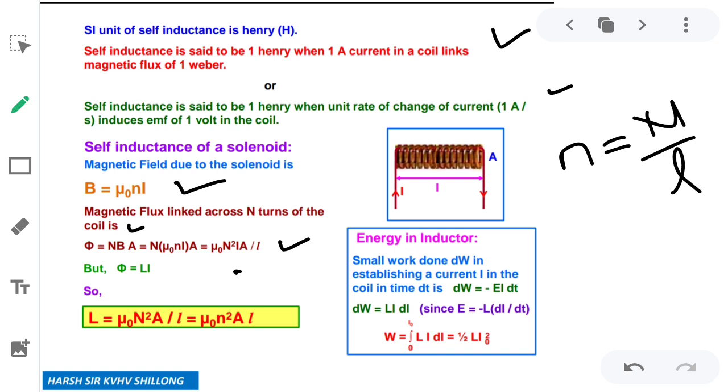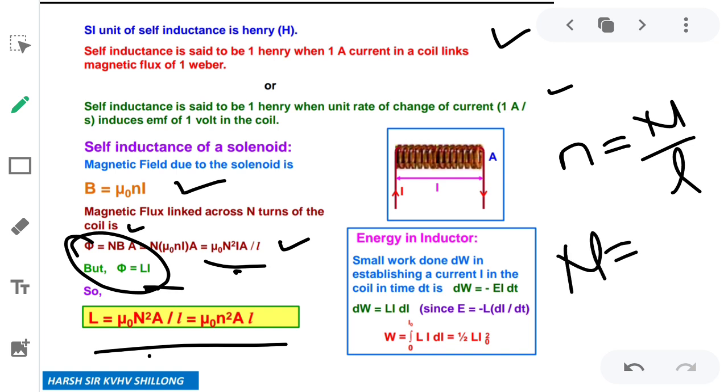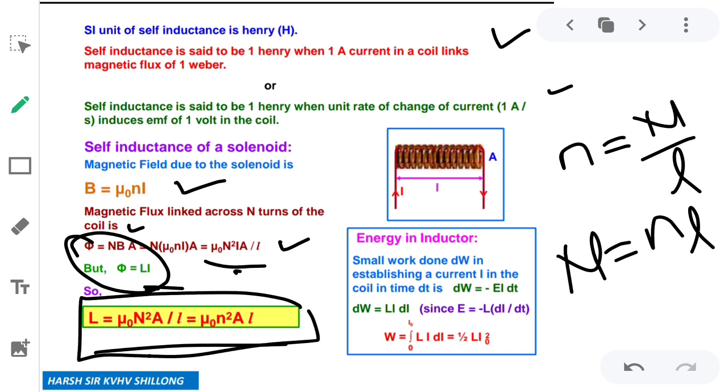Now we know phi equal to Li. So if we just equate these two terms, we'll get L equal to mu naught N square A by l, or if I put capital N as n l, we'll get here mu naught n square A l. So any one of these two formulas can be used, but basically we use the n square A l formula.